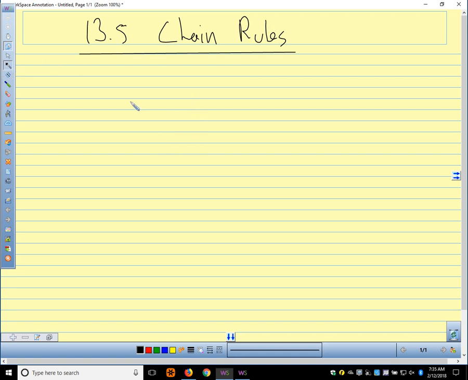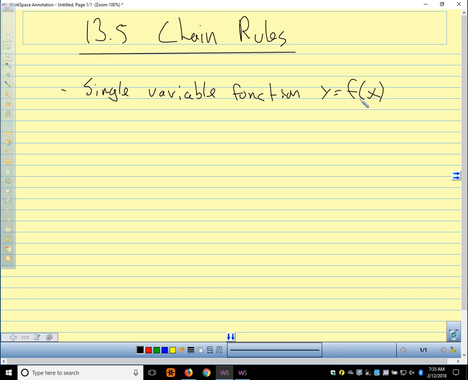All right, so we're going to talk about chain rules. So remember, for a single variable function, y equals f of x, and if we had x is some function of t, some other variable, then if we wanted dy/dt, the chain rule tells us that is dy/dx times dx/dt.